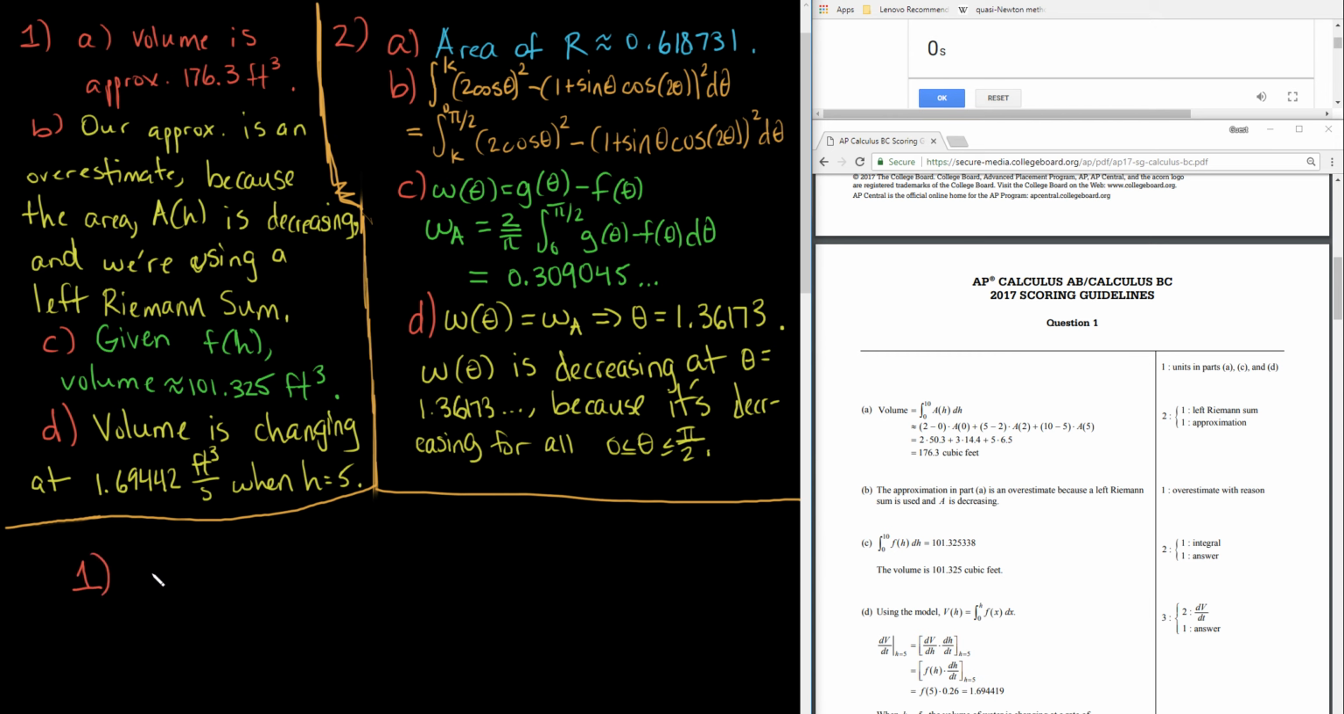So we have question 1, with parts A, B, C, and D. And then we have question 2 with A, B, C, and D. And this is how I'm going to keep score. So question 1A gets plus 2 for the left Riemann sum.